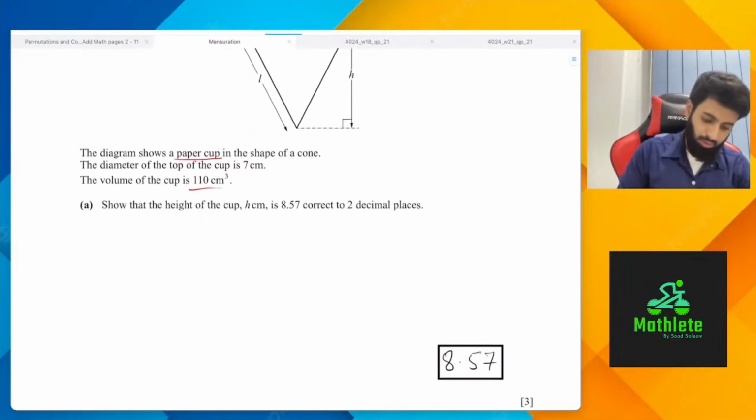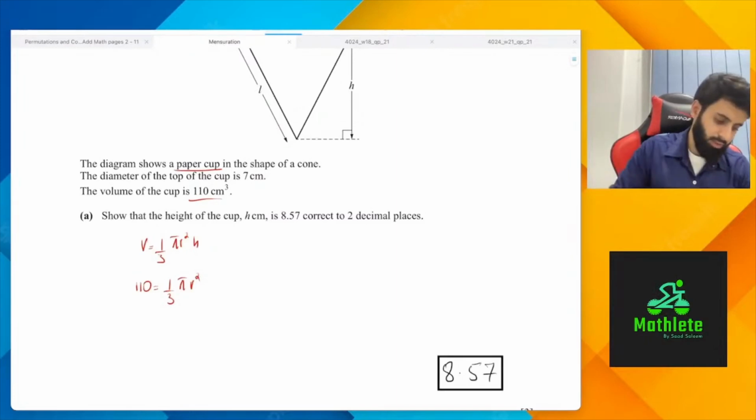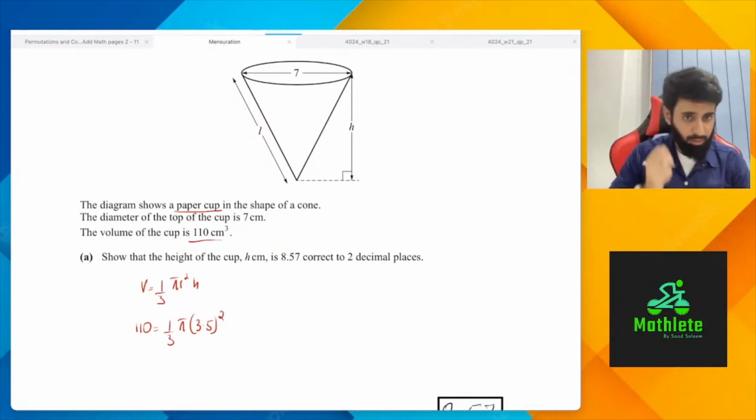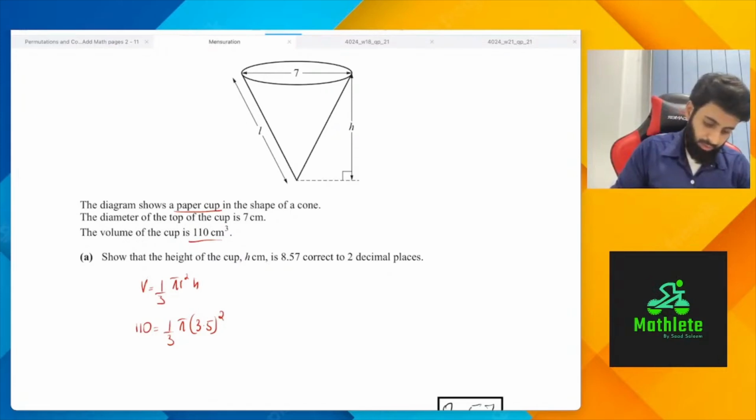So volume is equal to 1 upon 3 pi r square h. So the volume is 110, which is equal to 1 upon 3 pi r square. R is given to us, so I'm just going to replace r with... Please do not make the mistake of replacing r with 7. Remember, it's the diameter that's 7. R is going to be 3.5. 3.5 squared. And what's the height?